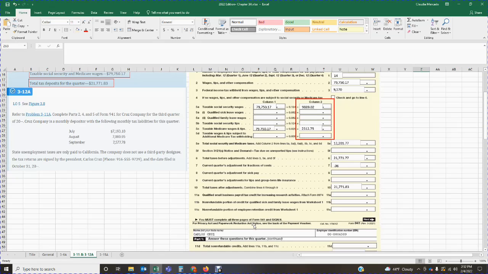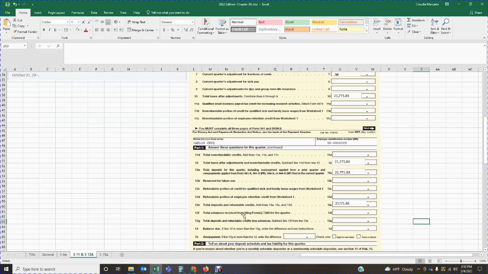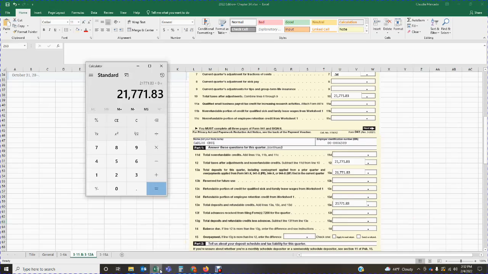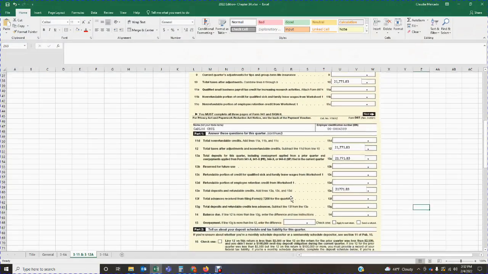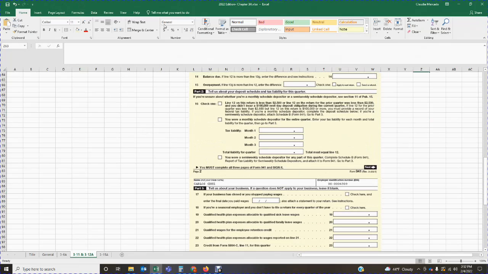Okay, so total deposits and refundable credits less advances, subtract line 13F, which is 0, from line 13E, which is 21,771.83, and that is what we're going to put over here. So that is line number 13G. Okay.